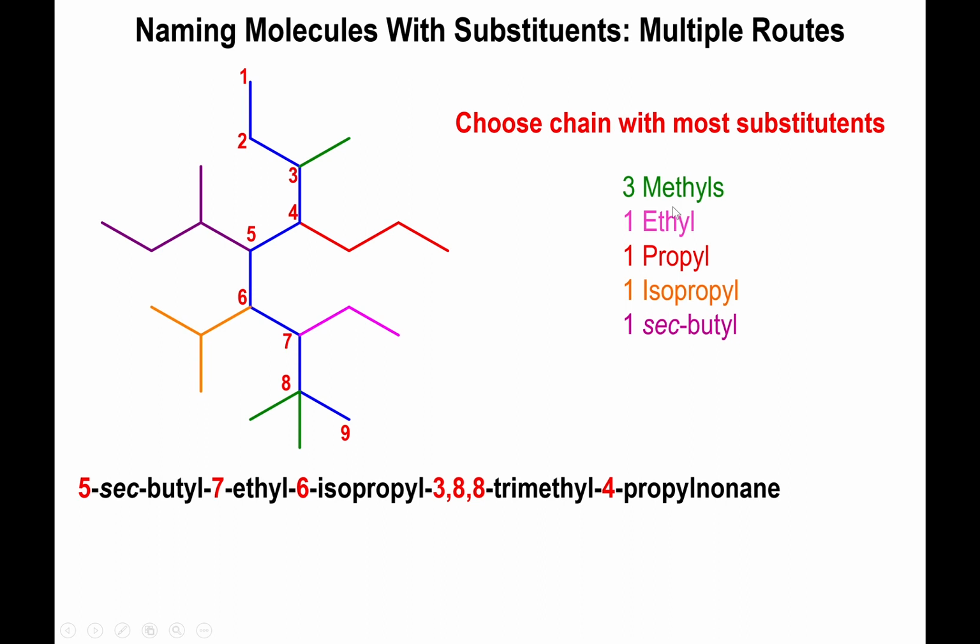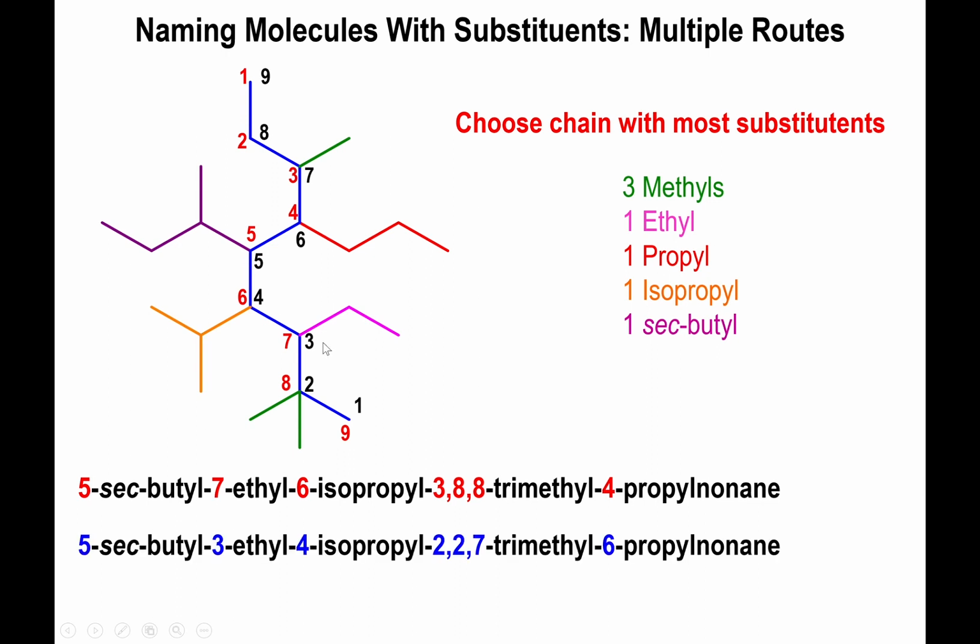And now notice that because we have 3 methyls, we do have to use the prefix tri to emphasize the fact that we are dealing with 3 methyl groups. And we have the 3 numbers here separated by commas, 3, 8, 8, where the methyl groups are positioned. If we take the opposite route, the black route now, the numbering changes a little bit. We have the methyl groups at positions 2, 2, and 7. We have the sec-butyl at position 5 still, the isopropyl at position 4, and we have the ethyl group at position 3. So that's how all of these numbers change.